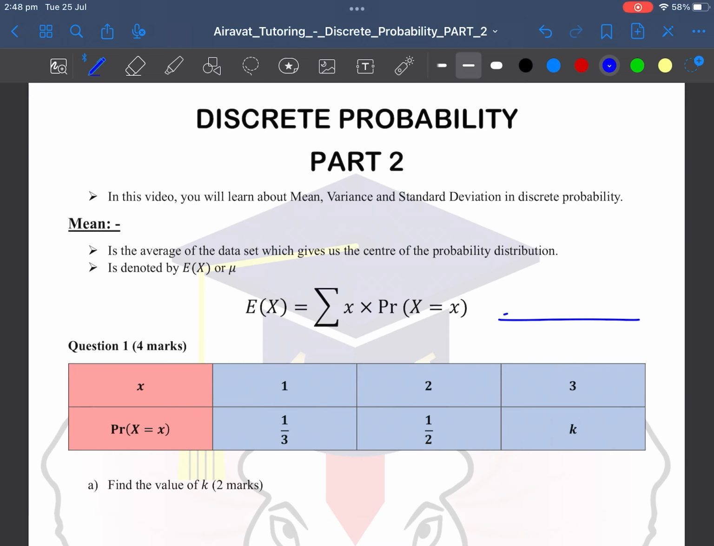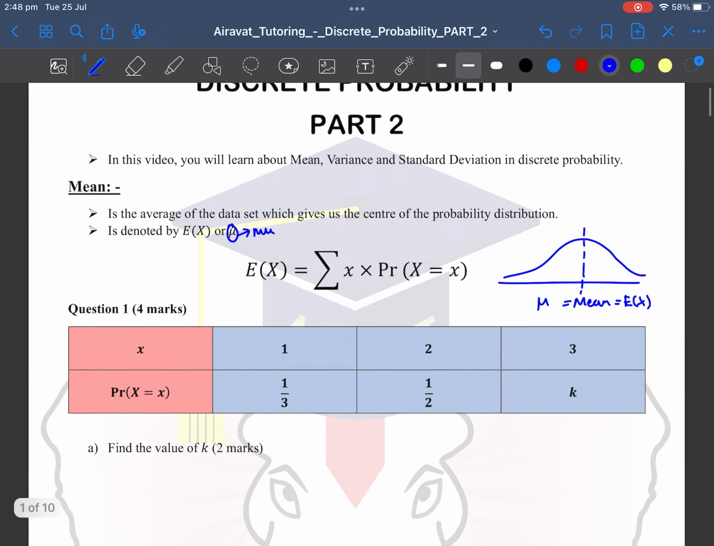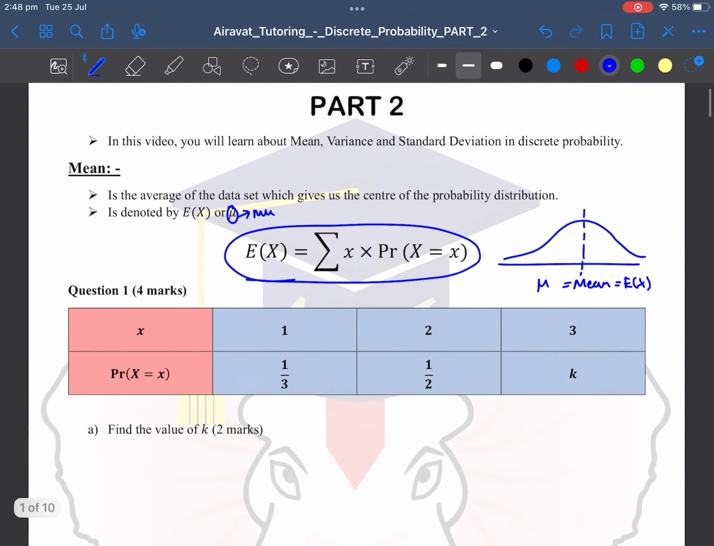So this is exactly what mean is going to be. This center line over here is going to be your mean. And this is denoted by E(X) or mu, so this can be written as E(X) and also as mu. So mu is just this symbol over here. And now this is the formula to calculate mean in discrete probability.